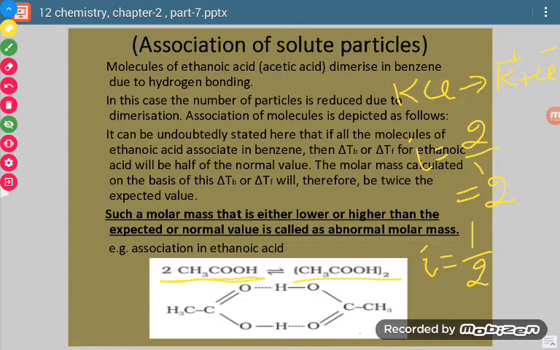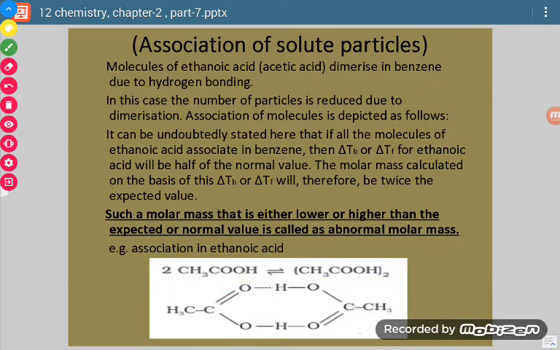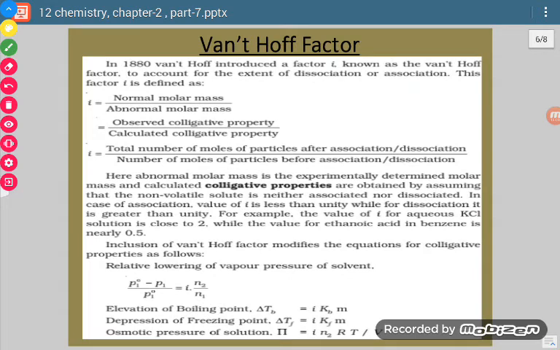The value of Van't Hoff factor i is greater than 1 if the solute undergoes dissociation, and the value of i is less than 1 if the solute undergoes association. So this is a very important question which is asked many times. So this you have to remember.